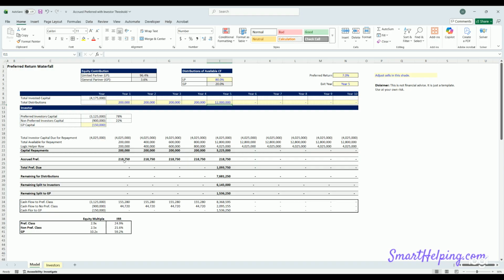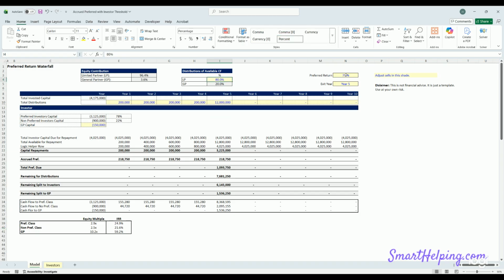And then you can see here's the pref being paid, remaining cash flow. So first, here's the capital repayment. If you sum up, that equals 4,025,000. Here's 4,025,000. After that is paid off, you then have an amount paid to the pref. After that, you now have a remaining amount to distribute to the GP and LP splits. So here we're saying investors will get 80%, GPs will get 20.